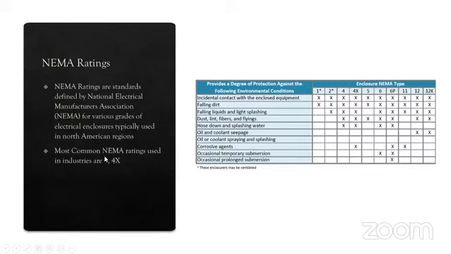In NEMA, in general, there are 4 and 4X rated panels available. That also depends on the application, or the environment of the plant, or the outer atmosphere where the enclosure will be placed.